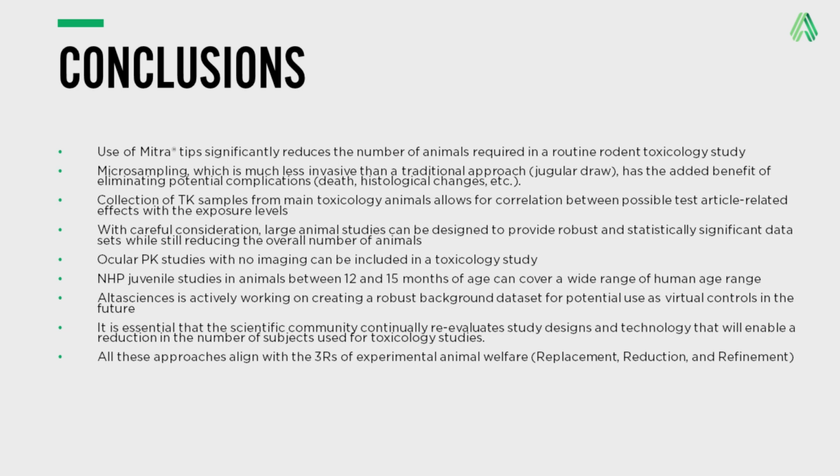For NHP juvenile studies in animals between 12 and 15 months of age, the immunological data suggests that there are no major differences in the responses. Therefore, you can expand your enrollment age of the animals so that you can cover a wider range of corresponding human age ranges. We at Altasciences are actively working on creating robust background data sets, which may be included in the future as virtual controls.